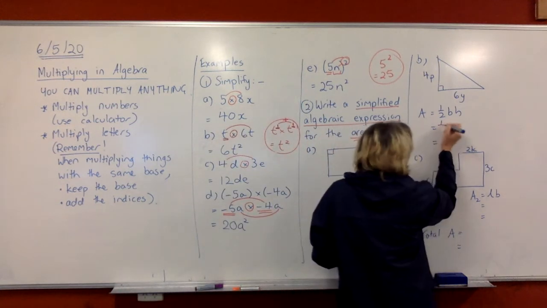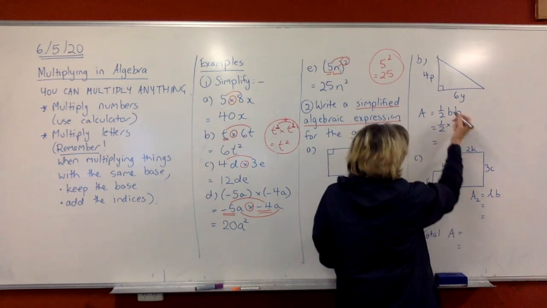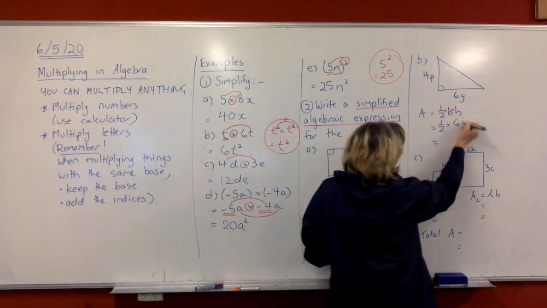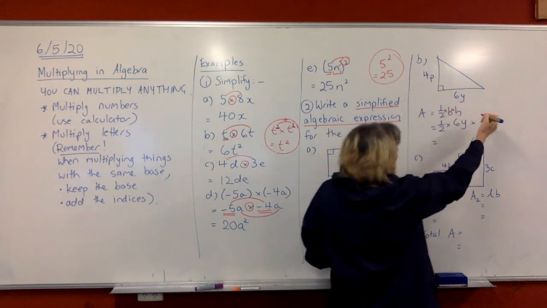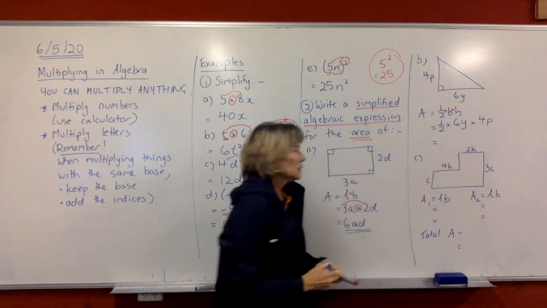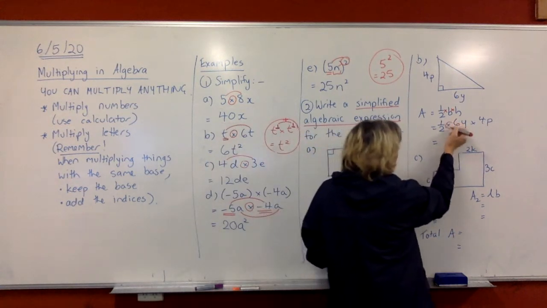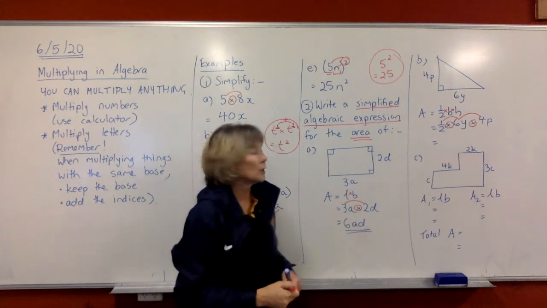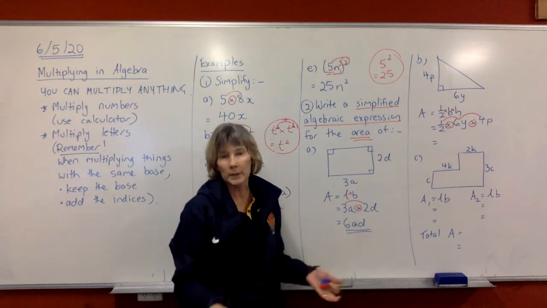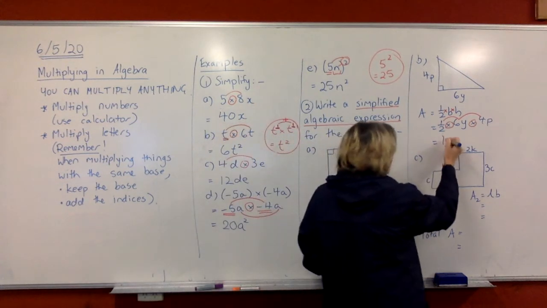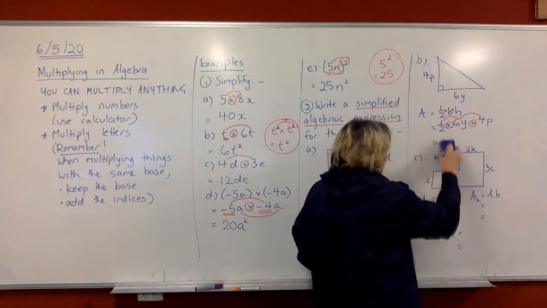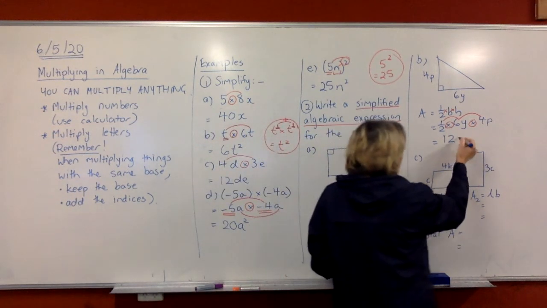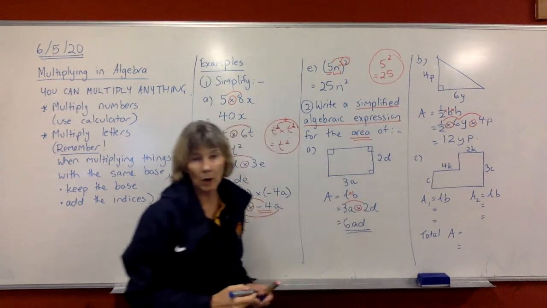Okay, so we're going to write down a half times, don't forget there's times signs in here. So a half times the base is 6y times the perpendicular height is 4p. So on your calculator, you can times all those things together. You just type in 1/2 times 6 times 4, press equals. All right, the calculator will give you 12. And after you've done that with the calculator, you put your letters on the end. We have YP. Or you could write PY if you wanted to.